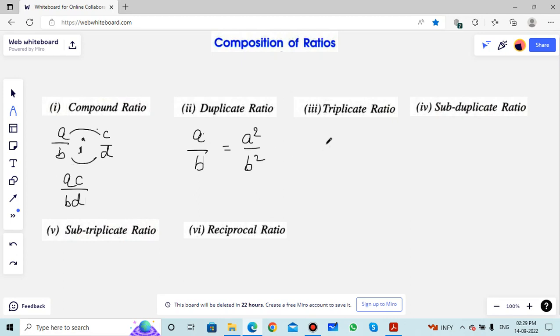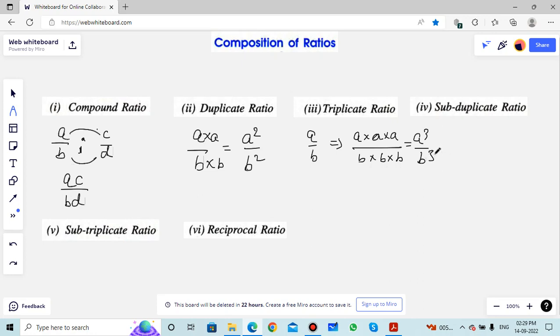Triplicate ratio means it is multiplied 3 times. I can write it like this. Triplicate ratio will be, for example, if there is a ratio A is to B, so triplicate will be A into A into A by B into B into B. So that will become A cube by B cube.